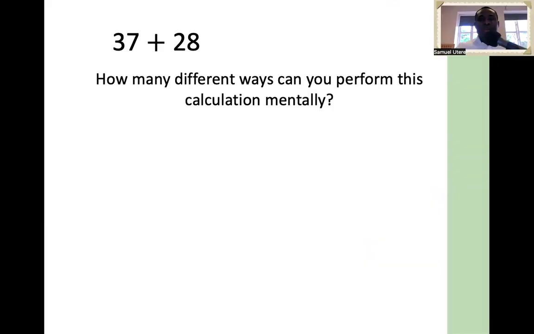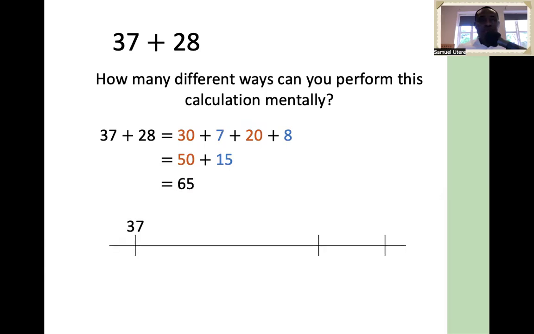Well, there are different ways to perform this calculation mentally. Someone would have done 37 being split into 30 and 7, and then 28 into 20 and 8. The person could have done 30 add 20, which would be 50, and then 7 add 8 will be 15, and then adding 50 and 15 will give us 65, which can be represented like this.